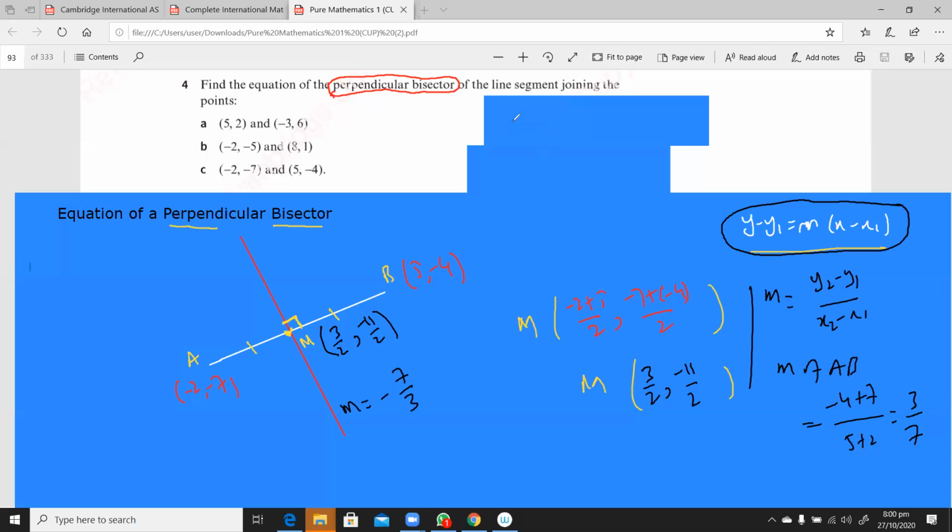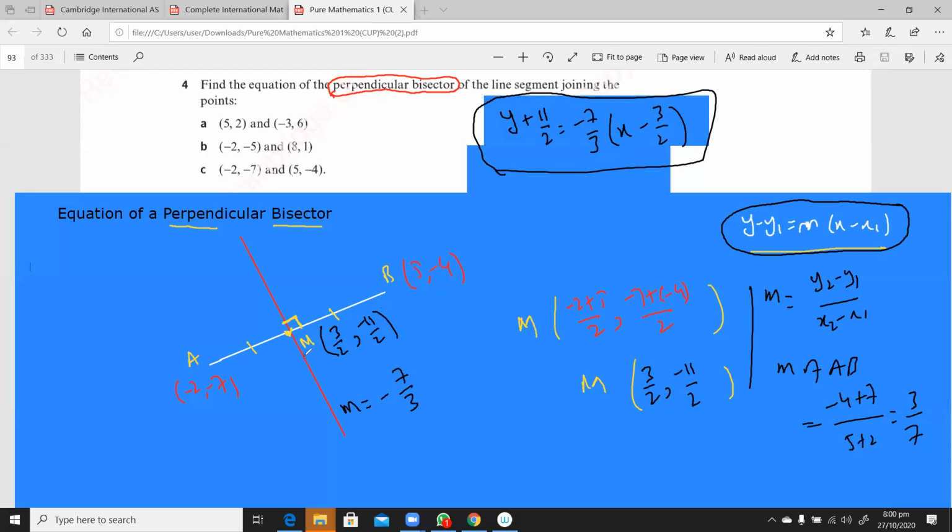Now the equation is going to be y plus 11 over 2 is equal to minus 7 over 3 into x minus 3 over 2. I'll just leave it up to this. That's it, because we are not required to simplify this. Otherwise, you can take the LCM and do the cross multiplication to get to the required form.